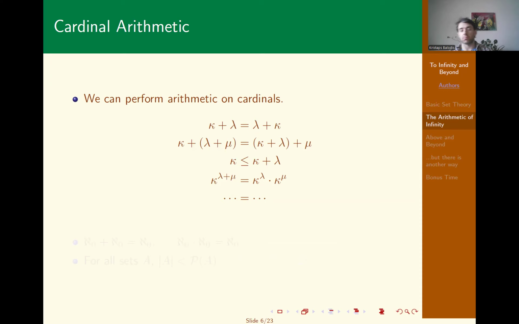We can basically define products using Cartesian products, sums using, I guess, disjoint unions, exponents basically through function sets, things like this. And they obey all of these normal rules of arithmetic, right? But we have some weird things, possibly. Aleph null plus Aleph null, you get Aleph null again. Multiplication doesn't bring you any higher.